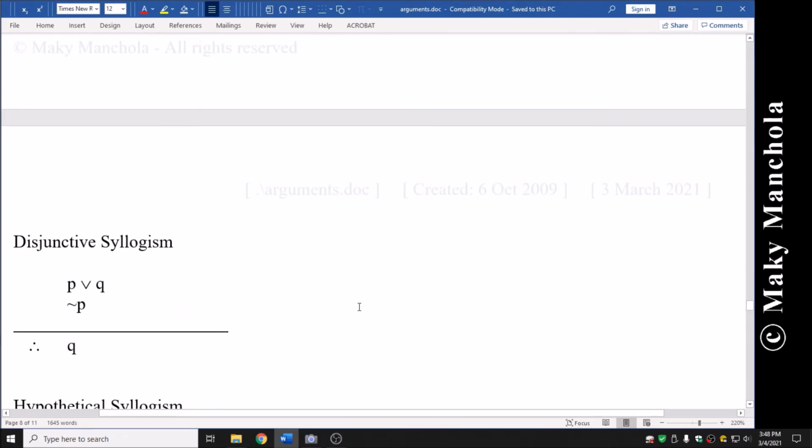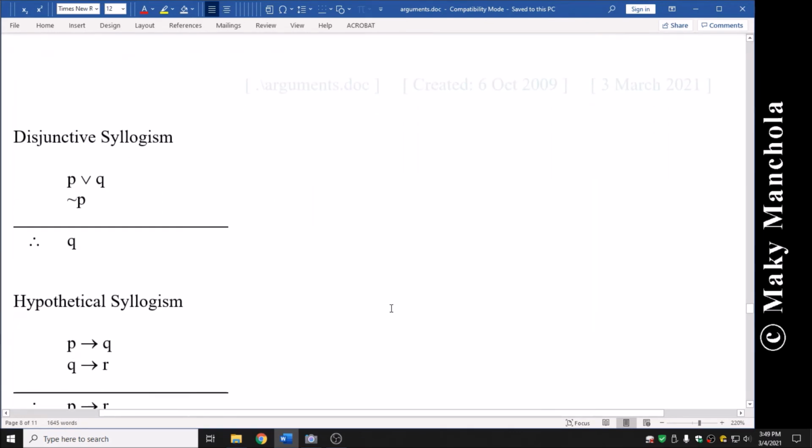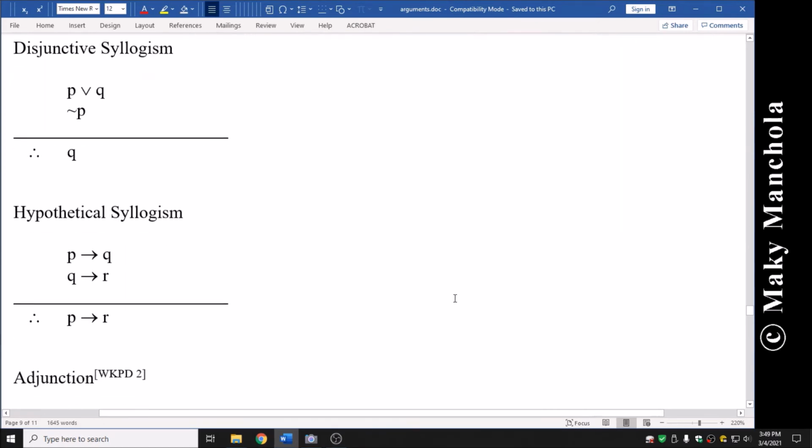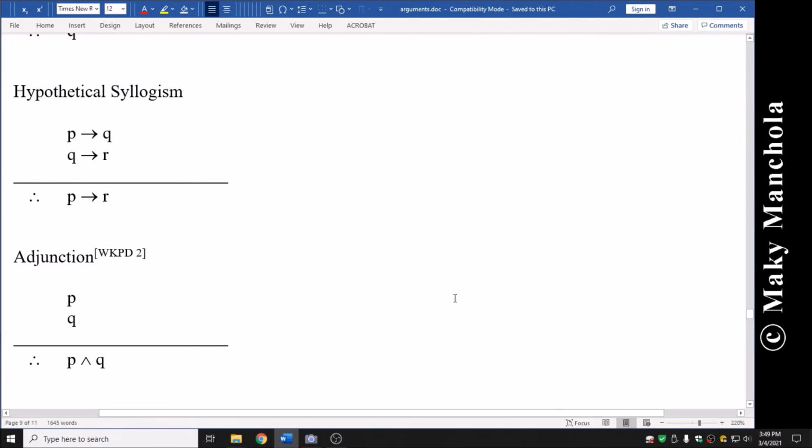The disjunctive syllogism. P or Q, negation P, therefore Q. Our second example had this argument form. The hypothetical syllogism. P implies Q, Q implies R, therefore P implies R. Adjunction. P, Q, therefore P and Q.